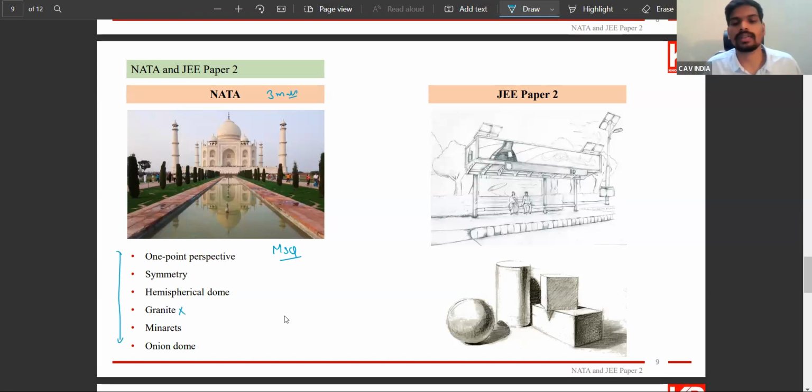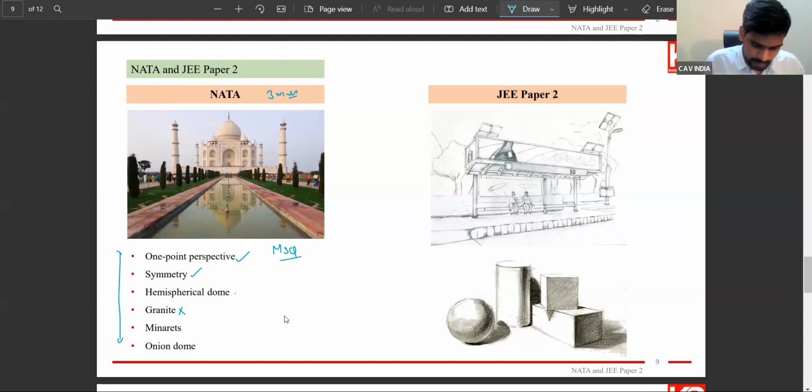Granite obviously is not something you see in this building. Is this 1-point perspective? Yes, this is 1-point. So you need to know what is 1-point perspective. Sketching is not asked, but the concepts and techniques of sketching are asked. You should be able to identify that there is 1-point perspective in this picture. There is symmetry. You need to know what is symmetry.